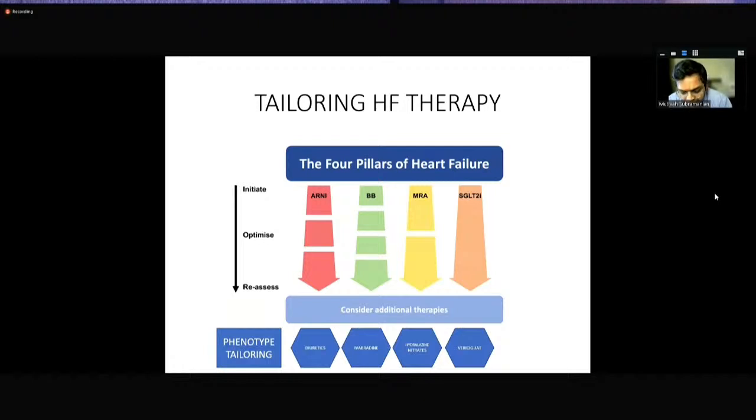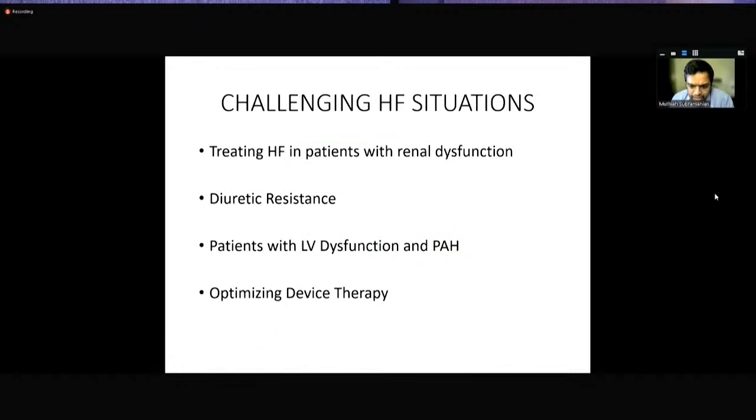So the way I'd like to do this is just a few clinically challenging heart failure situations that we have problems managing. One is heart failure in patients with renal dysfunction, patients who develop diuretic resistance over time, patients with LV dysfunction and pulmonary artery hypertension, the combination, and patients who have a device but still are not responding to the device. How do we optimize their device? So we'll just go through these 4 things.